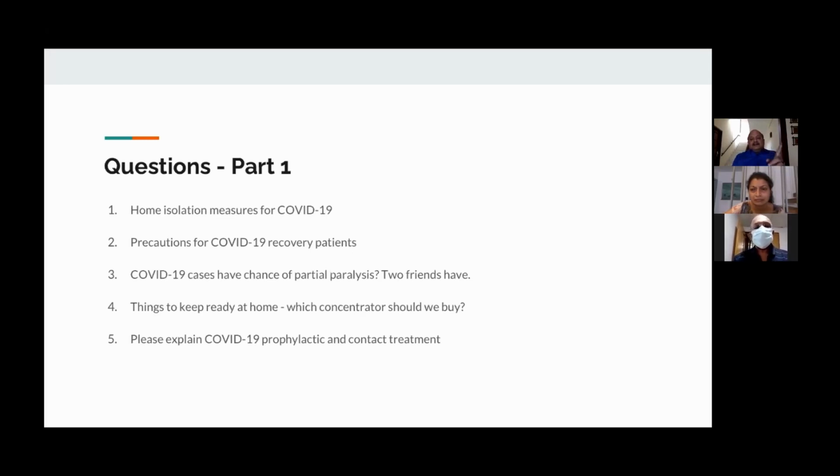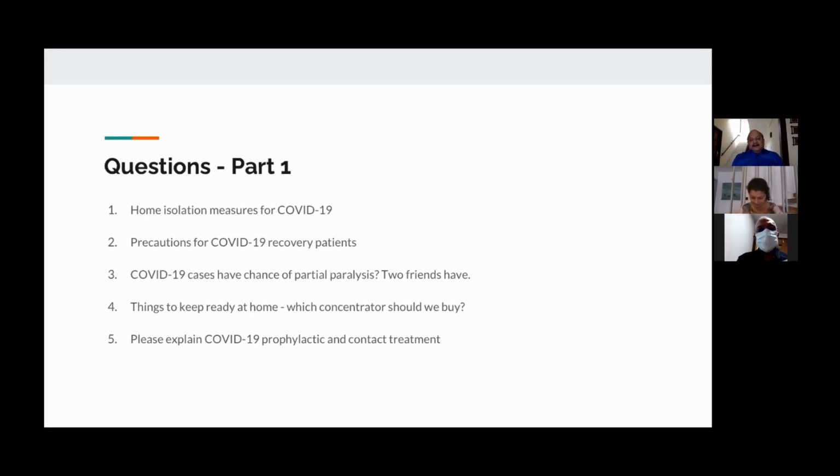One more message is that vaccines should not be mixed. You either take Covishield or you take Covaxin. You can't take 1 dose of Covishield and 1 dose of Covaxin. It's not recommended.